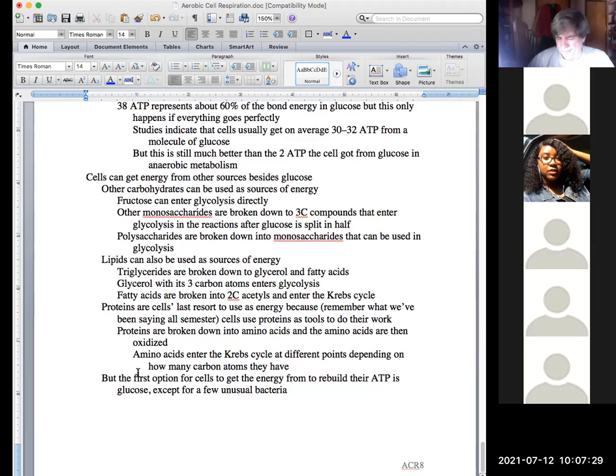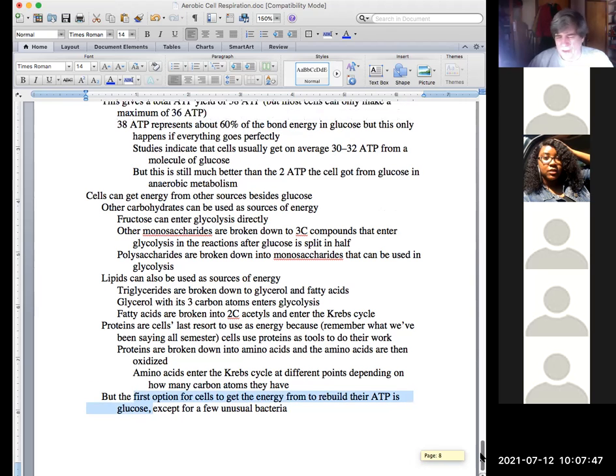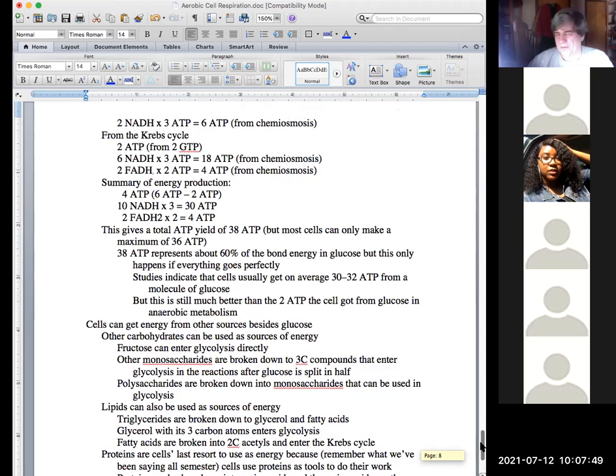So, except for a few weird bacteria, there's always a few weird bacteria that are the exception to every rule, the first thing your cells want to do is use glucose to rebuild their ATP. So that's what our cells would prefer to do. If they don't have glucose, there are other options, but they're not necessarily the best.